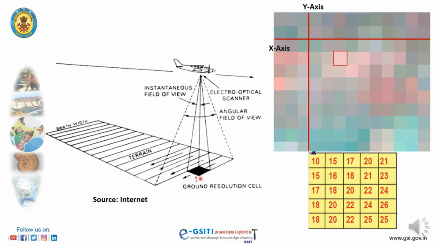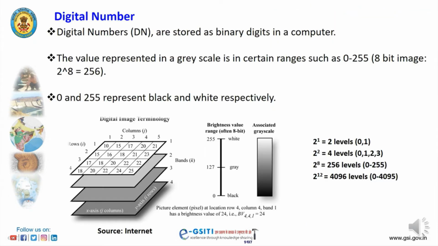Here one example is given. This is the aircraft which is scanning the area, and this is called your scene. In that scene, this is the smallest area which is known as ground resolution cell or pixel. If we increase the size of the imagery, or if we zoom the imagery, this type of picture will come, and these tiny small areas are actually pixels, and these pixels have some numerical values, which are known as digital numbers.